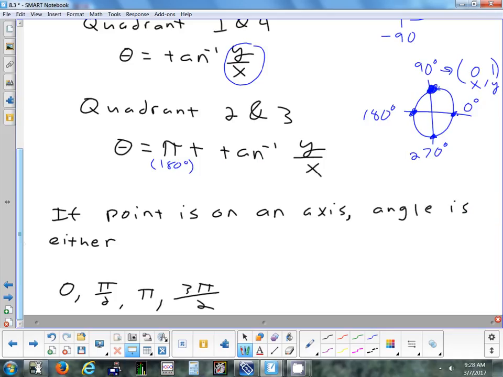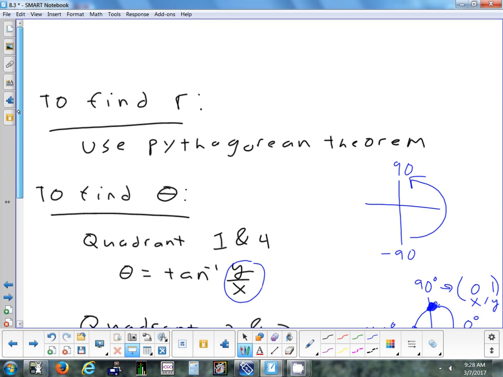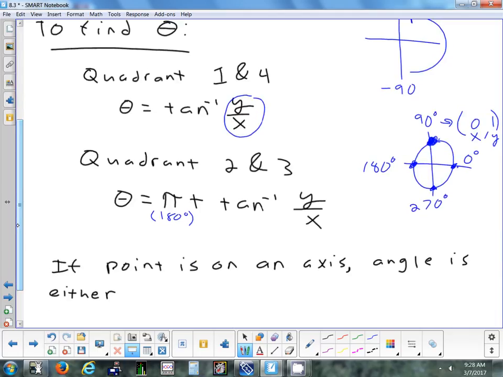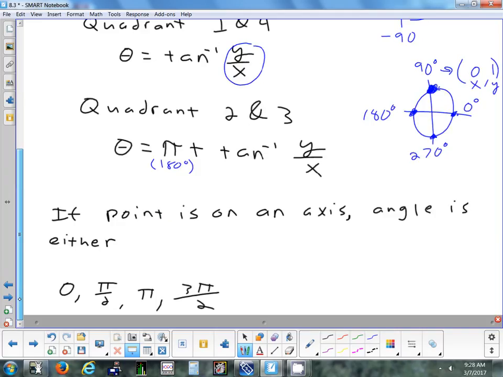So if a point is on an axis, the angle is either 0, 90, 180, or 270, or radians, I have it written on the board. Those are the easiest angles to figure out because one part of the coordinate is always 0. Any questions on how you find r or how you find theta?